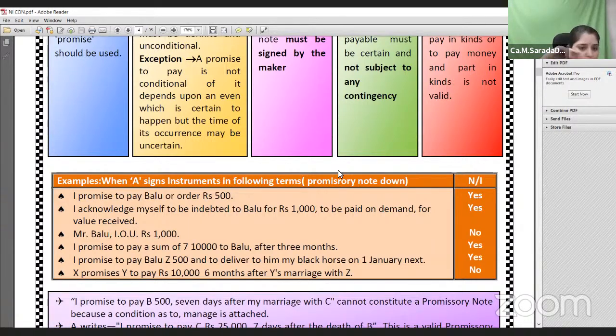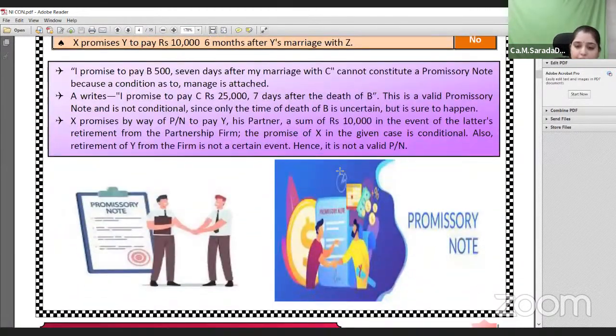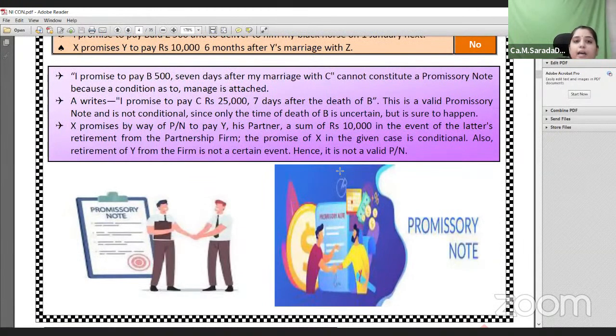I promise to pay 7,10,000 rupees to Mr. Balu after 3 months. Is it valid or not? Yes, it is valid because it specifically mentions the amount and time. I promise to pay Balu rupees 2,500 and also deliver him my black horse on 1st January next year. Sorry, I have mentioned it as yes. No, it's not a valid promissory note because along with the money, they are also giving the black horse, and in kind the amount should not be paid. It should mandatorily be paid in cash.